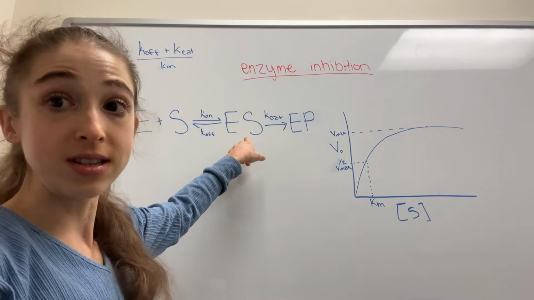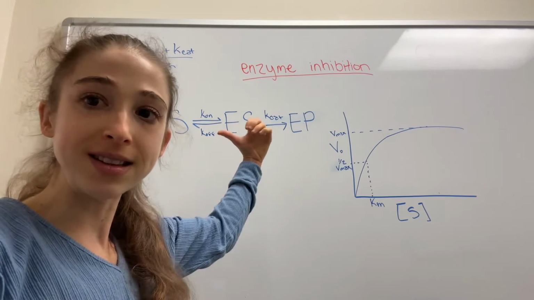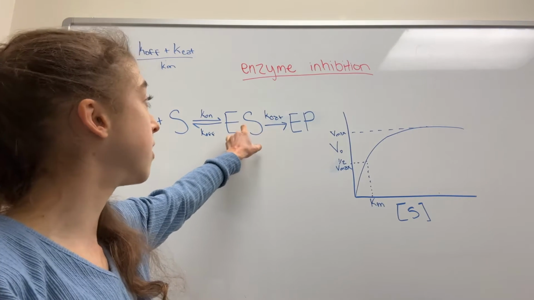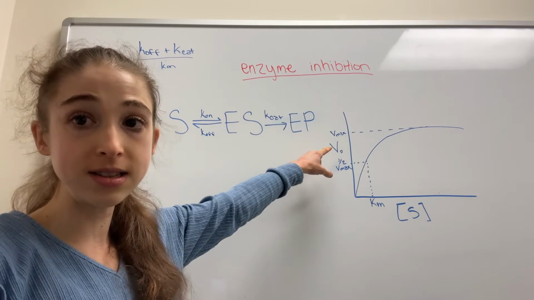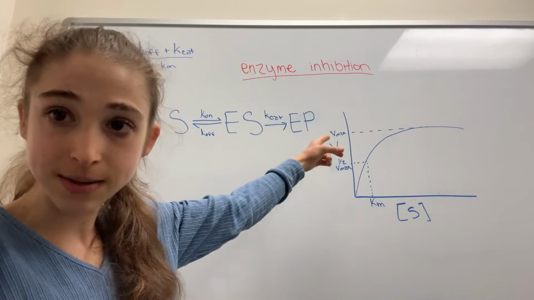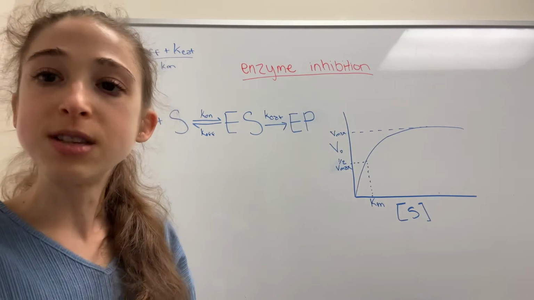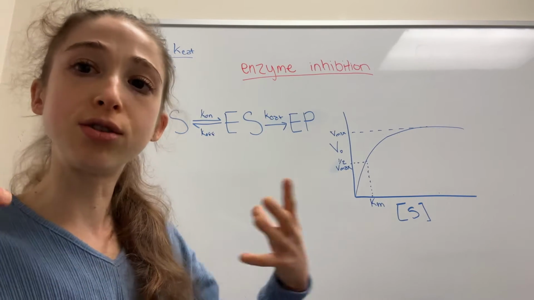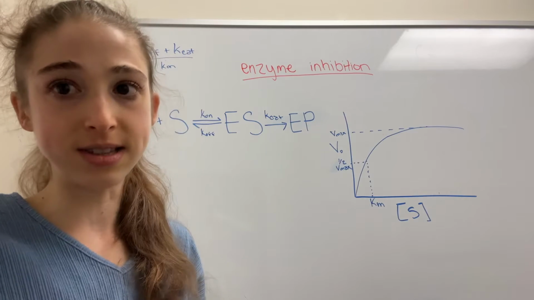What can happen to this complex if it doesn't just unbind is that the enzyme can catalyze this transformation of our substrate into our product. The rate constant for this is going to be our kcat. Remember, that's our turnover number. It's basically telling us how many substrate molecules the enzyme can turn over or change into product per second.